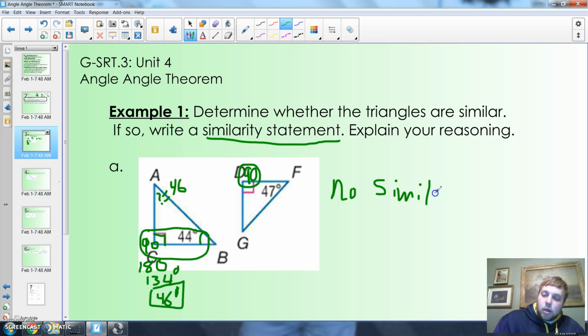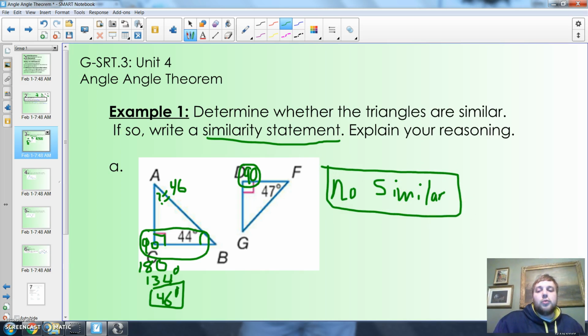No similar. Because I speak no vocabulary. No similar. Alright, fine for you guys who are screaming. Not similar. There we go.